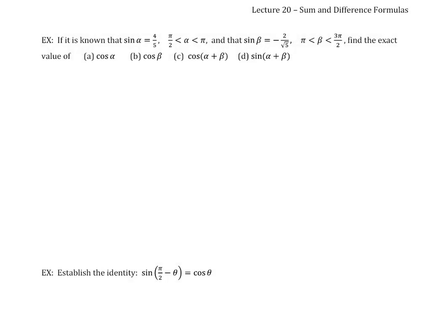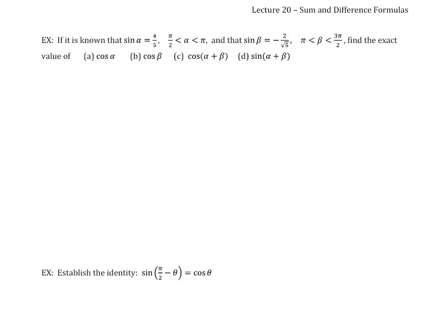If it is known that sine of alpha is equal to 4/5, and alpha is between pi over 2 and pi, and that sine of beta is negative 2 over the square root of 5, where beta is between pi and 3 pi over 2, we want to find the value of cosine of alpha, cosine of beta, cosine of alpha plus beta, and sine of alpha plus beta. Now, parts A and B are problems that we've already done previously in our homework. And let's go ahead and tackle it.